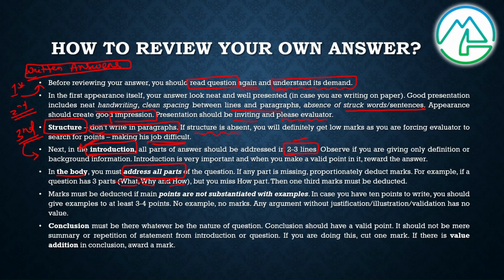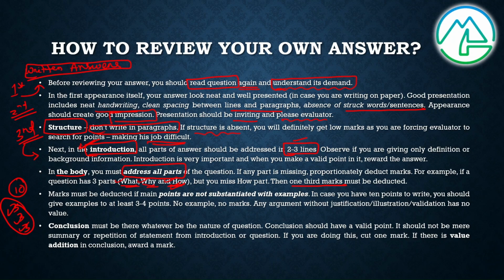So if you are missing any part, if you are re-evaluating and you see that the how part is missing in your answer, then you have to deduct 1/3 mark, because if a question has 3 parts, for a 10 mark question, the marks are combined across what, why and how. So if you miss any part, then you have to deduct your marks accordingly. 1/3 marks should be deducted, right?